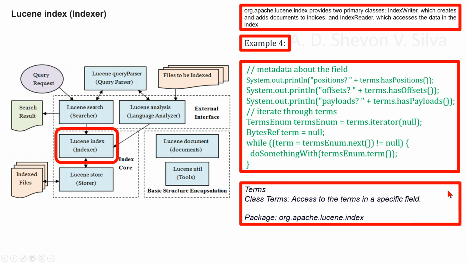And the class Terms is in the package org.apache.lucene.index. Here Terms represents the collection of terms within a field, exposes some metadata and statistics, and the API for enumeration.